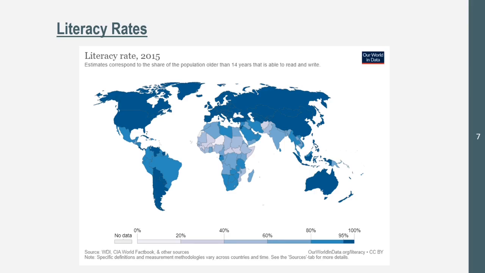Like Argentina is not a core country. However, they have really good literacy rates, but they were a core country. They're a semi-periphery now. But we can see here that a lot of countries have good literacy rates. However, it's primarily developed ones.